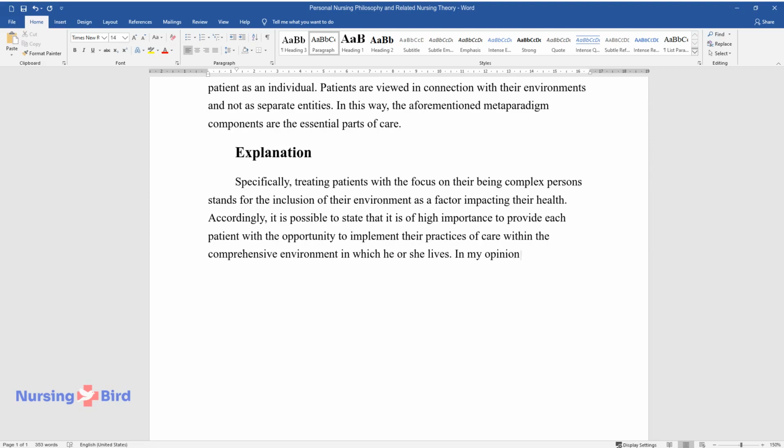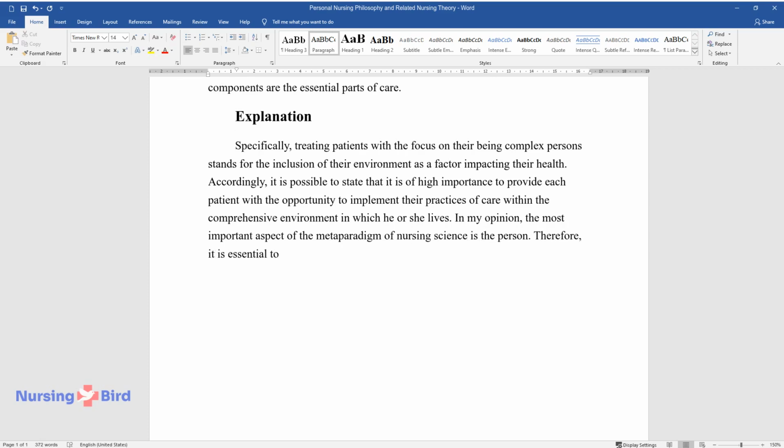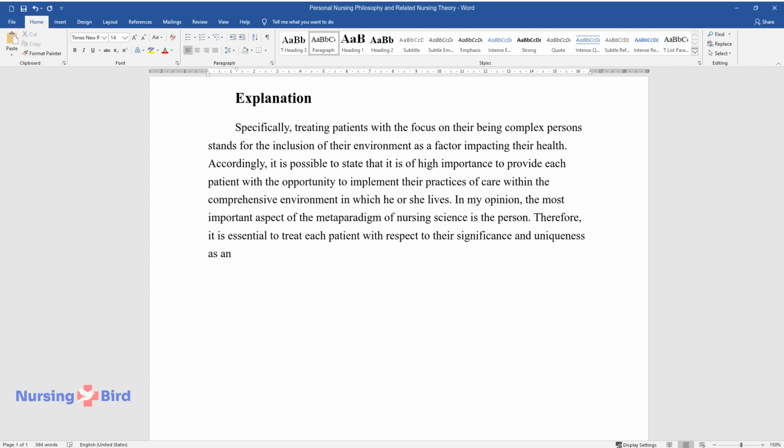In my opinion, the most important aspect of the metaparadigm of nursing science is the person. Therefore, it is essential to treat each patient with respect to their significance and uniqueness as an individual.